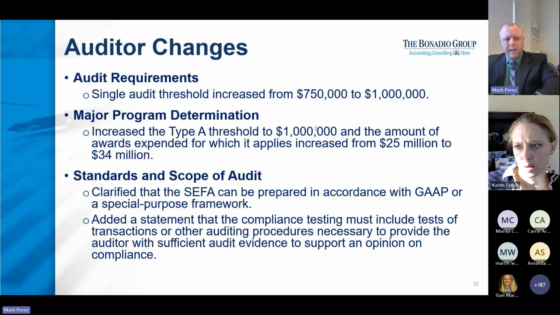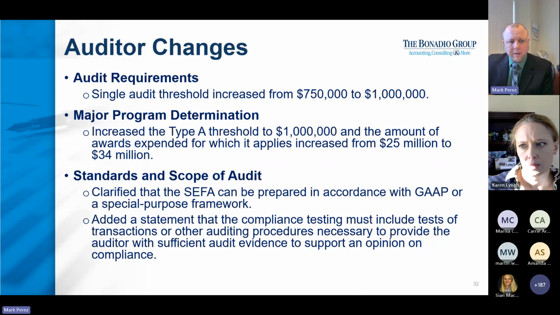So as we've said several times, the single audit threshold is increasing from $750,000 to $1 million. You're building the whole schedule, the SEFA or CFA, and looking at the total to determine whether or not you need a federal compliance single audit engagement. One thing of note, the major program determination threshold has also increased from $750,000 to $1 million. So as the auditor, in assessing the federal compliance aspect of your organization, once you prepare that CFA, you hand it to me to review, assess, and ultimately perform the compliance audit over it.